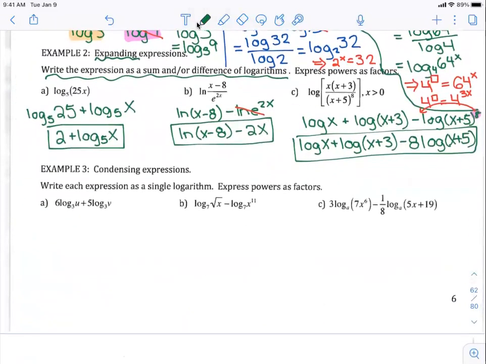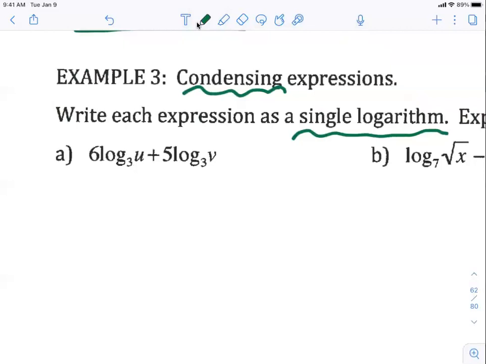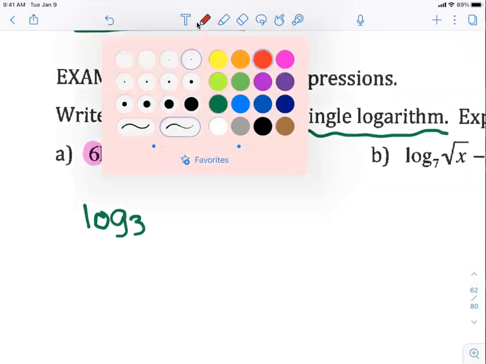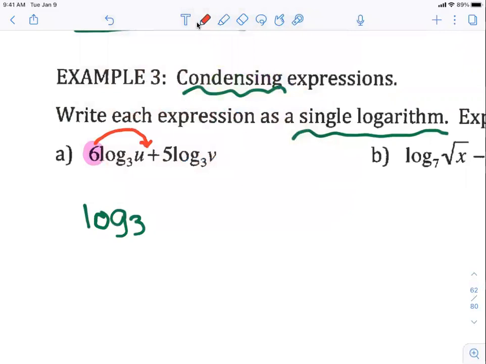Okay, example 3, it wants us to condense, write as a single logarithm. So we want one log. These both have log base 3, so that's important to note. Using the rule I talked about before, when that number is in the front, you can swing it to be an exponent. So same here, we can swing this 5 to be an exponent.